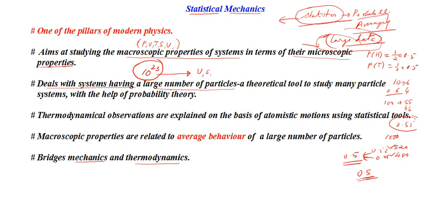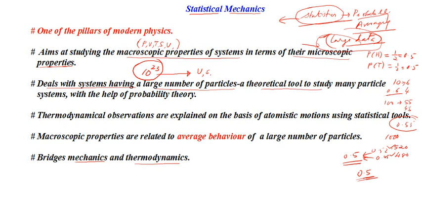So it's very complicated. The only thing that we can do to explain or predict the behavior of such systems having a very large number of particles is to depend upon the theory of probability, which is a statistical tool. That's why we say that statistical mechanics is used to study systems having a large number of particles, and that is the only possibility if you have to explain something. So it's a theoretical tool to study many-particle systems.